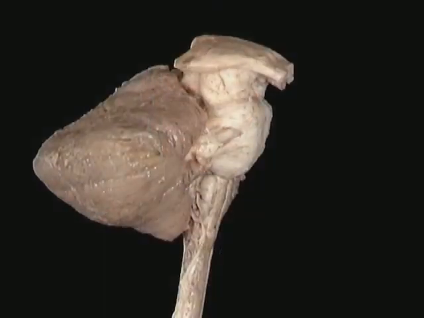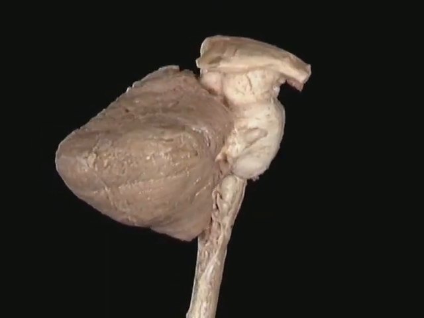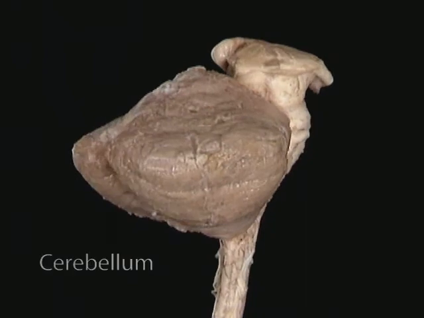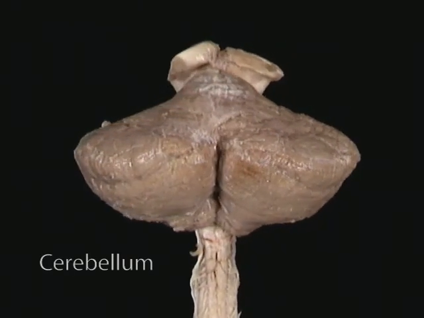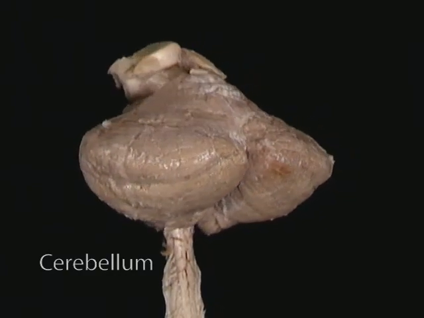Now that we've looked at the brain stem, we'll move on to look at the cerebellum. Here are the brainstem and the cerebellum together. The main functions of the cerebellum have to do with balance, motor coordination, and the control and monitoring of intentional movements.